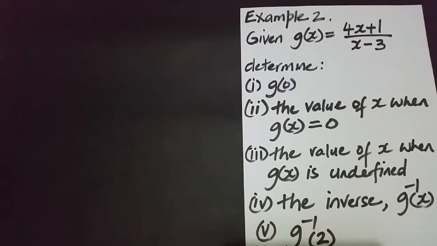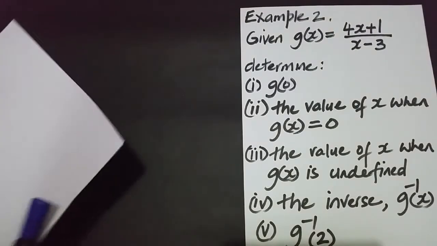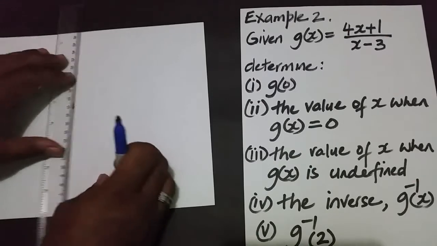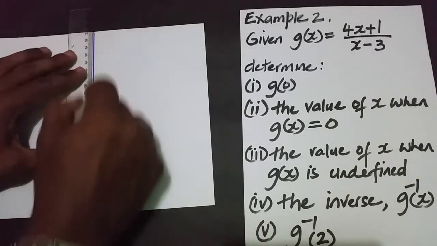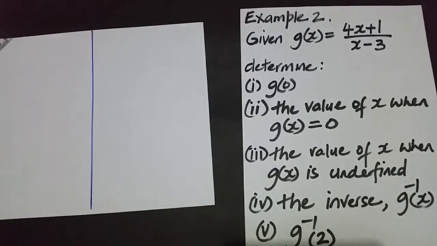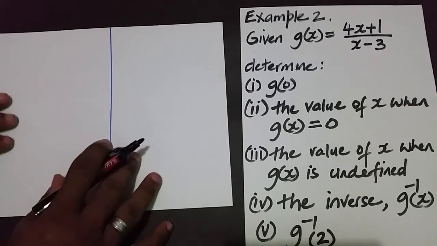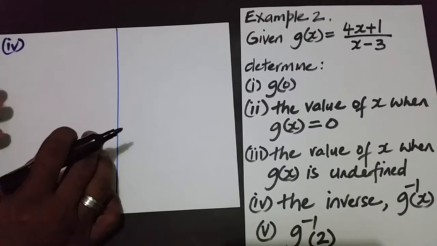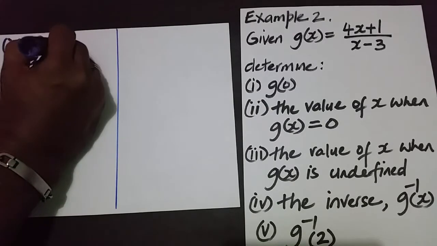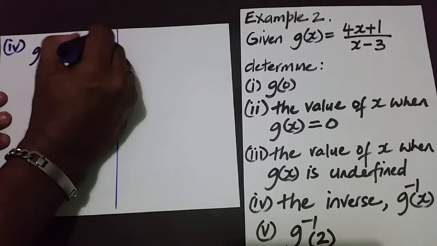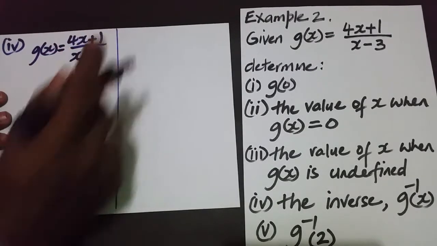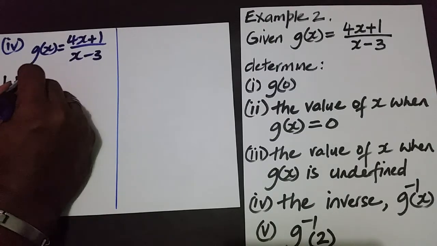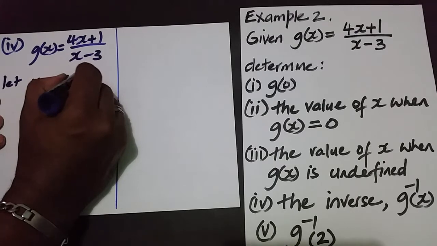Now let's go ahead and take a look at part 4 of the question that is asking us to determine the inverse. So what we're going to do now is go ahead and determine the inverse of this function, which is in fractional form. So let's go ahead with this inverse. So for part 4, again, the original function is g of x, which is 4x plus 1 over x minus 3. That's the original function. So our first step is to let y equal this function.